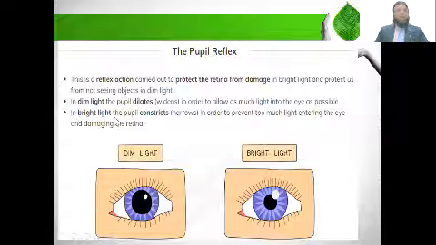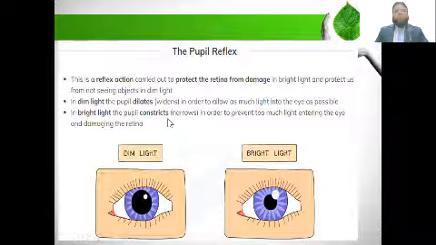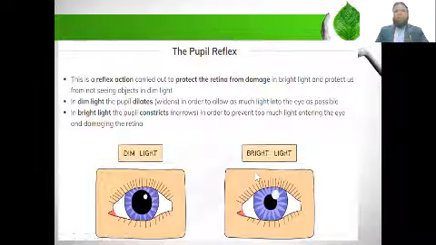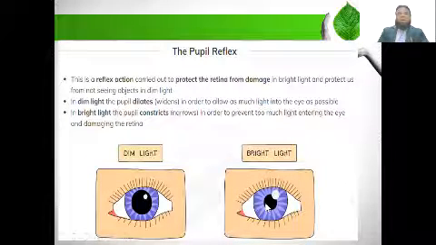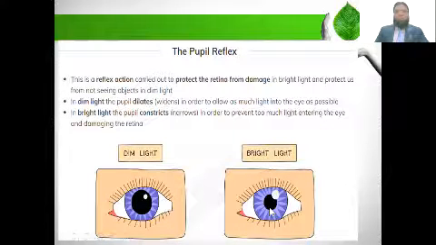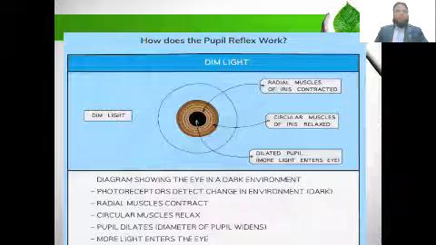In bright light, the pupils constrict or narrow in order to prevent too much light entering the eye and damaging the retina. See here, in the bright light, if the size of the pupil is not reduced, then a high amount of light can enter the retina. It can damage the retina. That's what the bright light does. In the bright light, the size of the pupil contracts.